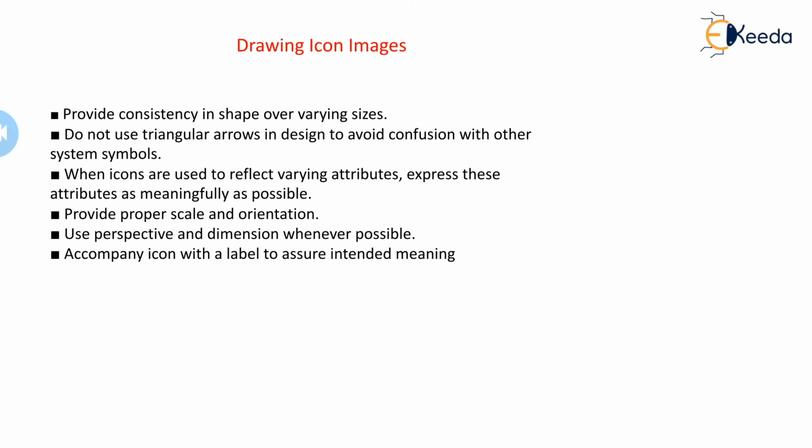Then we have scale and orientation. Ensure that the size and orientation are consistent with other related objects and that they fit on the screen. And perspective and dimensions means using lighting and shadow to more accurately reflect the real world experience of people.